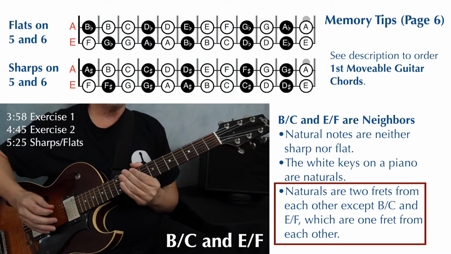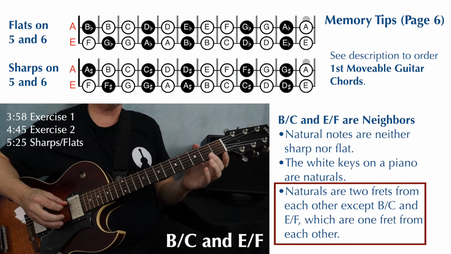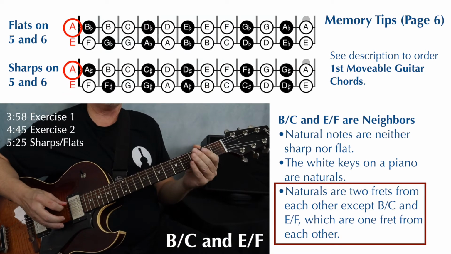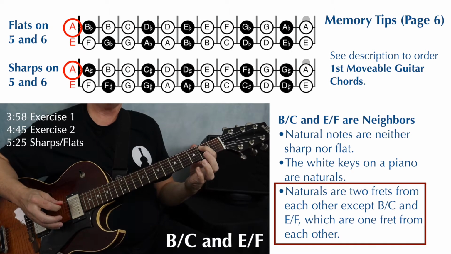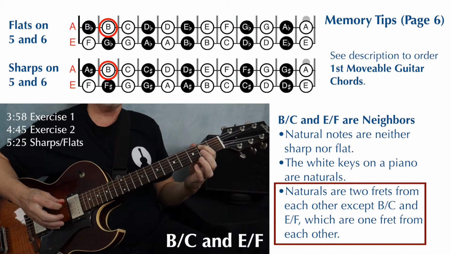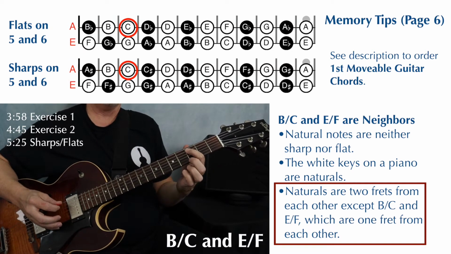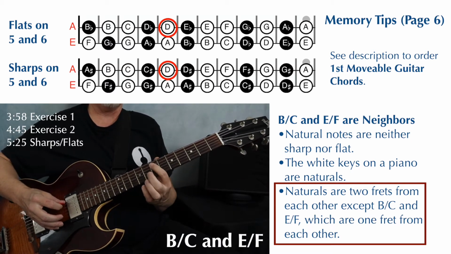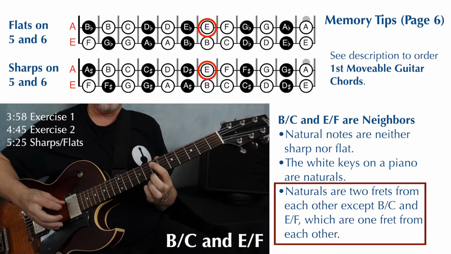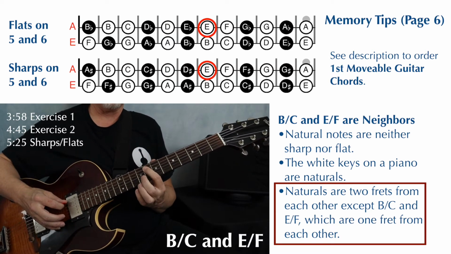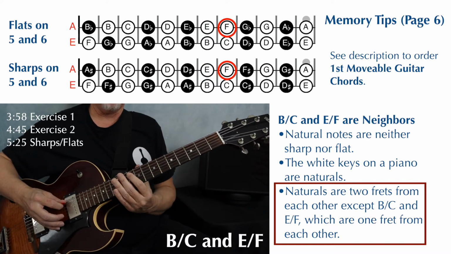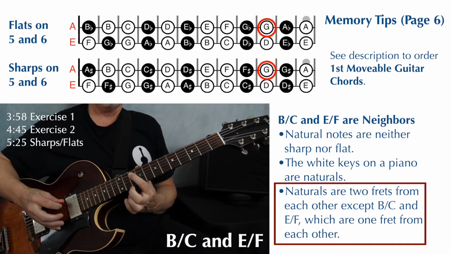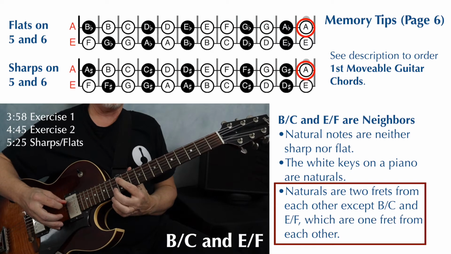So if you're running through your natural notes on the A string, there's your A, 2 frets away is your B, B and C are always next to each other, so C will be at the 3rd fret, 2 frets away is your D, 2 frets away is your E, E and F always next to each other, so if your E is 7th fret, your F will be 8th fret, 2 frets away from that is your G, the alphabet starts over again at A.